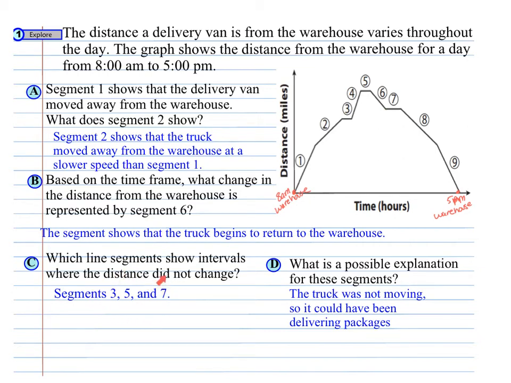And then we're using the questions and answers from part C to answer D. That one says, what is a possible explanation for these segments? Well, for the segments that are horizontal, he's a delivery man, so it makes sense that he's probably delivering packages. I think one of you mentioned that maybe he is stopping at a stoplight or a stop sign, but this is where he's not moving. So the van is constantly still. So this is why I came up with this hypothesis.